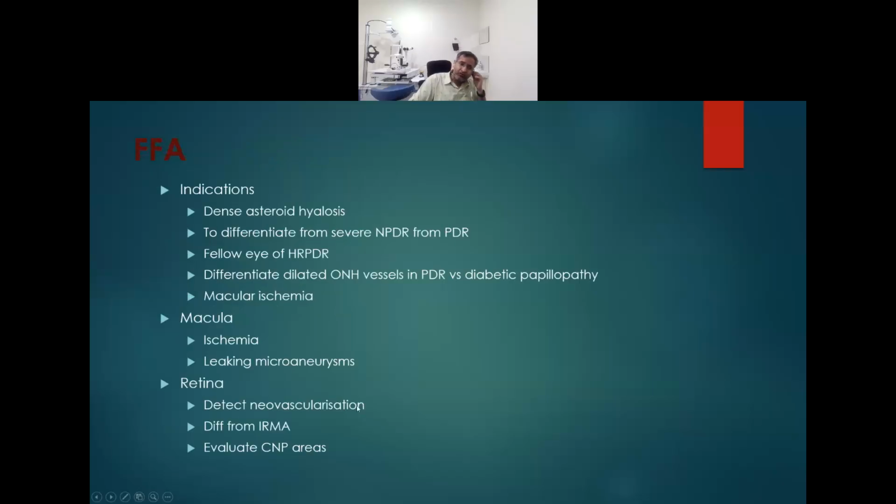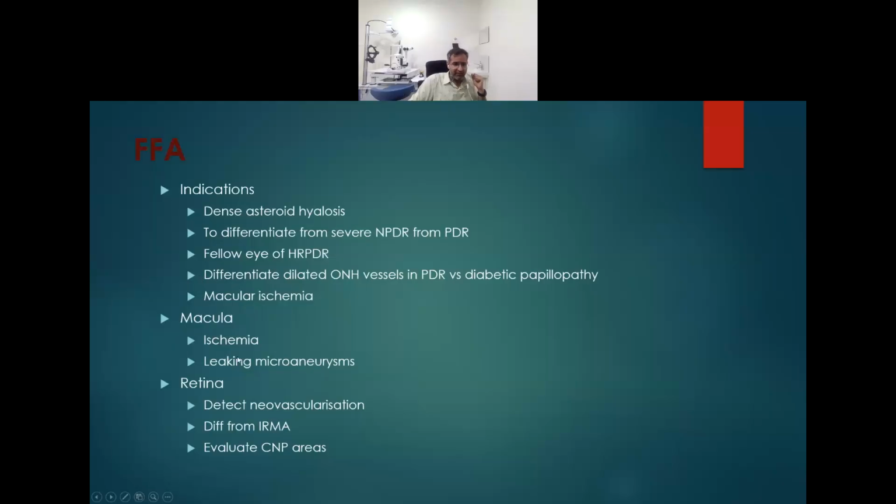What are the indications of doing fluorescein angiography? When there is dense asteroid hyalosis, to differentiate severe NPDR from PDR. When the fellow eye has high-risk PDR and this eye might be fusing or early PDR. To differentiate between optic nerve head vessels in PDR versus diabetic papillopathy, and to see how much area of the macula is ischemic.